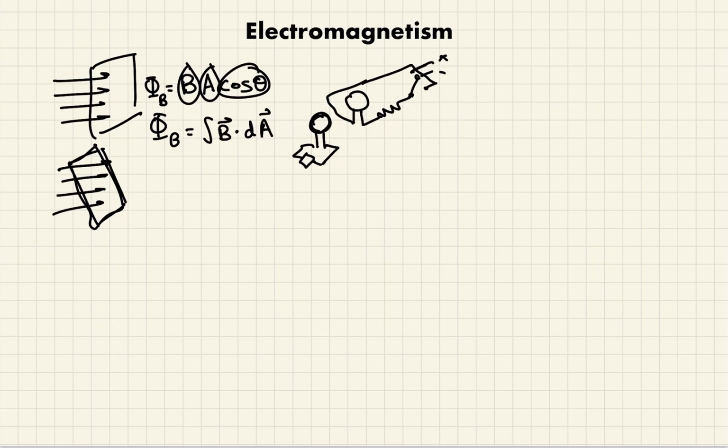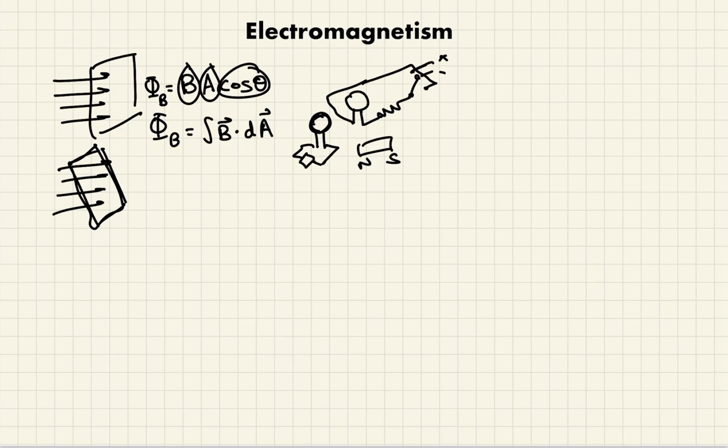A few key things to note. Let's say that instead of this mechanism, you have just a bar magnet, north-south pole. Just putting a bar magnet next to a loop isn't enough, because that doesn't change the magnetic flux. That has a constant magnetic field that goes through the loop. It doesn't change, therefore there is no induced EMF.